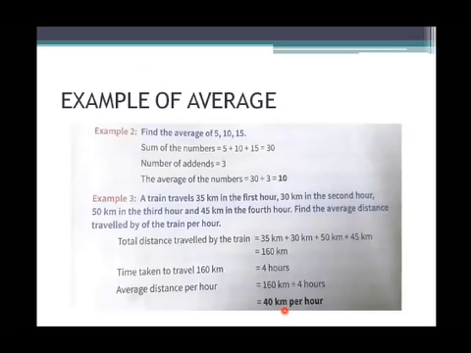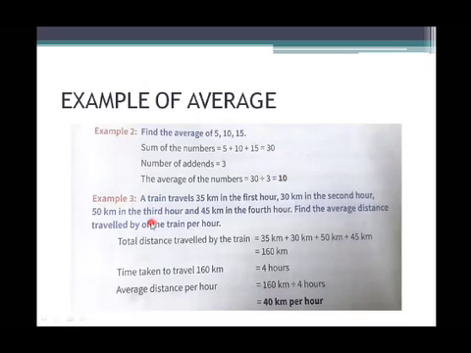Next, let us see an example for average. Find the average of 5, 10, 15. Like this, they will give the numbers and ask you to find the average. The sum means you have to add the given numbers: 5 plus 10 plus 15 gives us 30. How many numbers are there? 1, 2, 3. So 30 divided by 3, and you will get the average as 10.